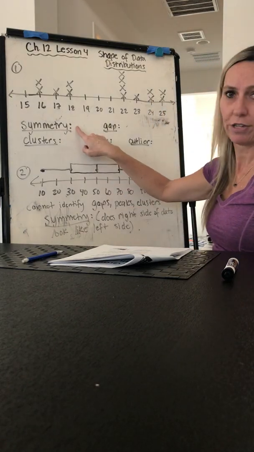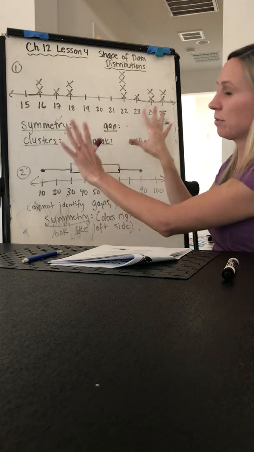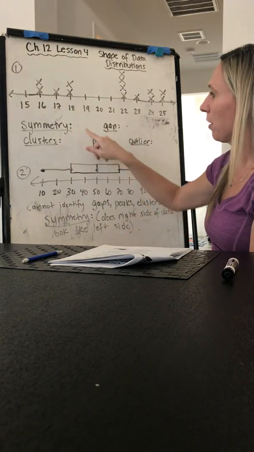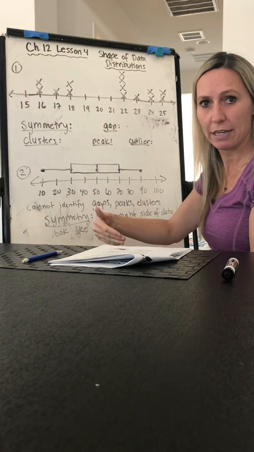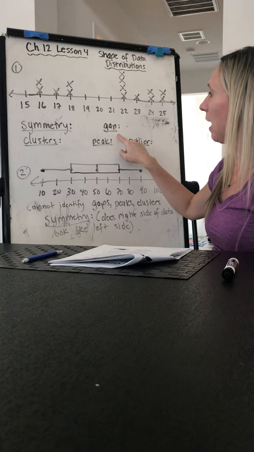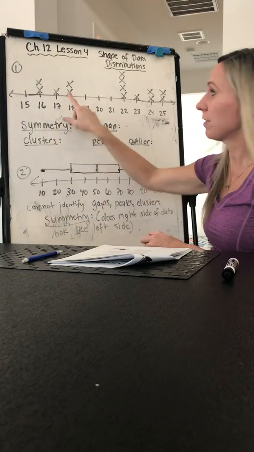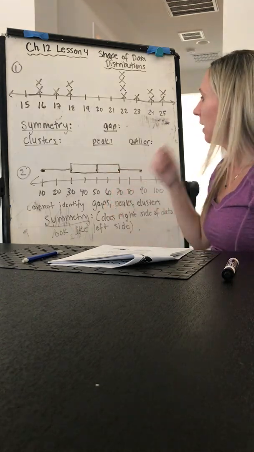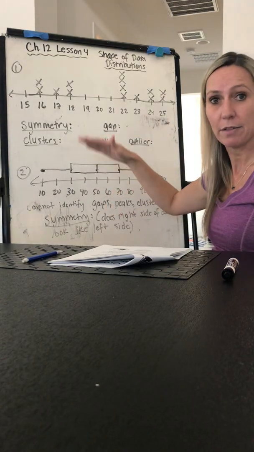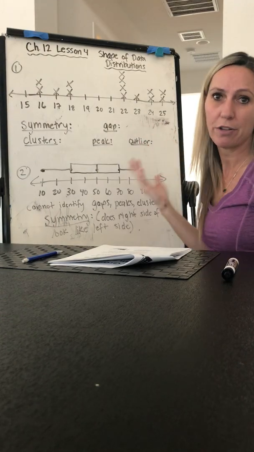One is called symmetry, and symmetry is when one side is equal to the other side around a point. Like a butterfly has symmetry down the middle of its body, so the right side looks like the left side. A gap is where there's a space and there's no data. Clusters are where data, or these X's here, are grouped together. The peak is the one that has the most, and the outlier is the one that's nowhere near the rest of the data set.